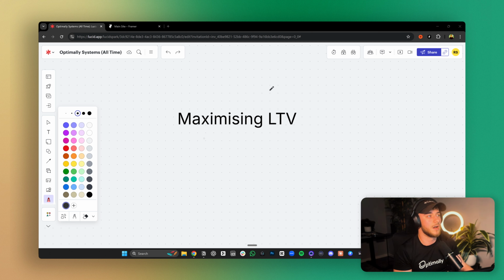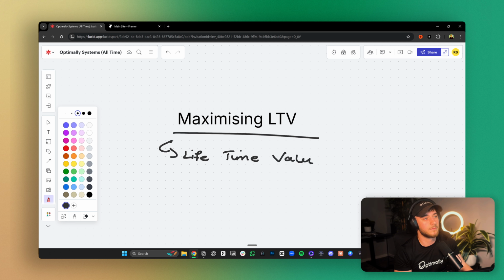But what I want to talk about today is, let's go to the screen, maximizing LTV, right? So if you don't know what LTV is, it's lifetime value. So it's the amount of money someone's going to spend with you over the course of their entire duration of knowing you on various different services. So it could be like the entry level offer, but they might get upsold later down the line. It might be a retainer and you're estimating how long they would stay on that retainer for.